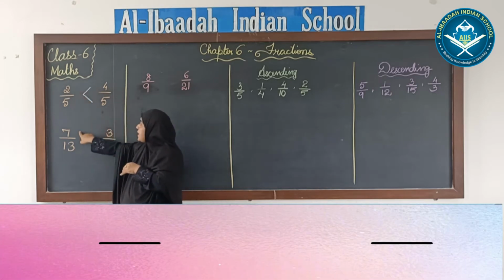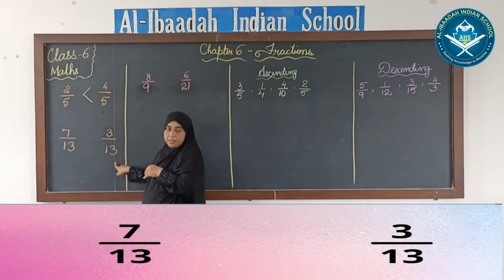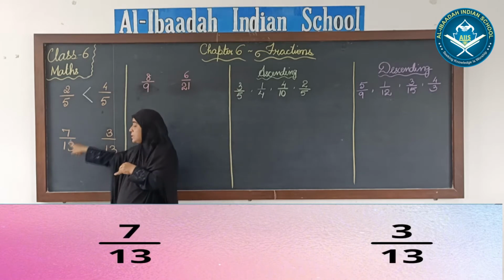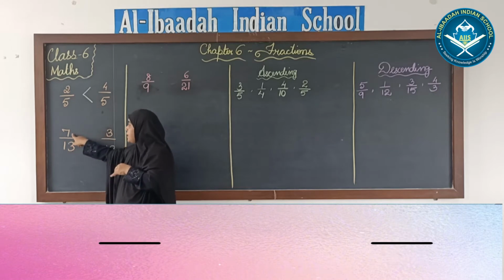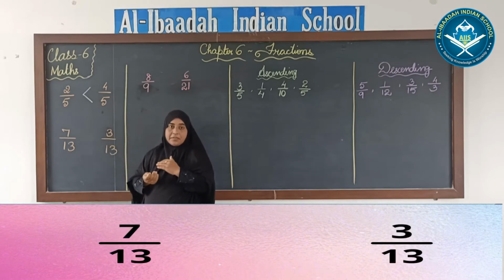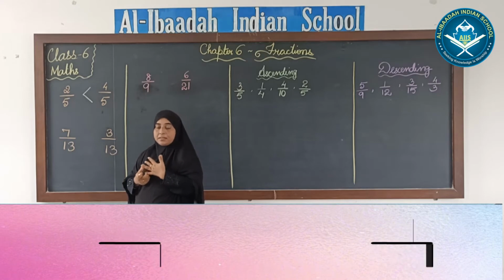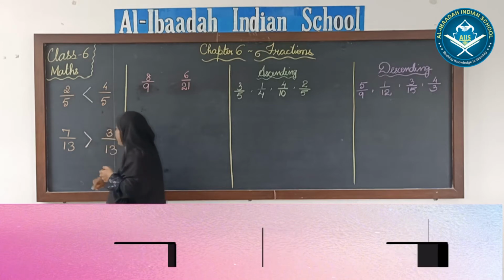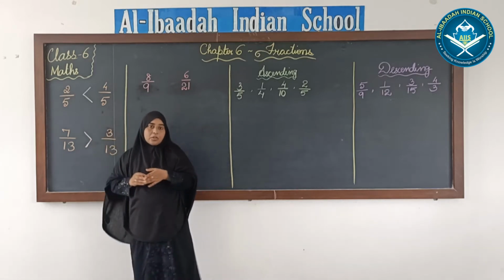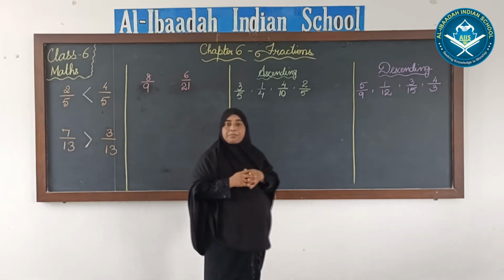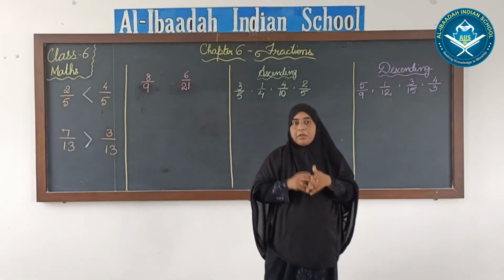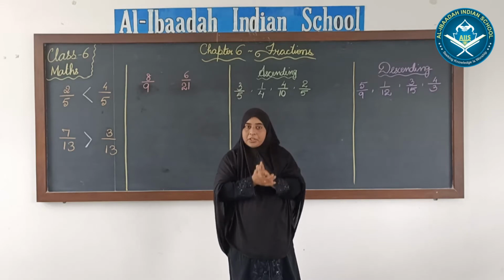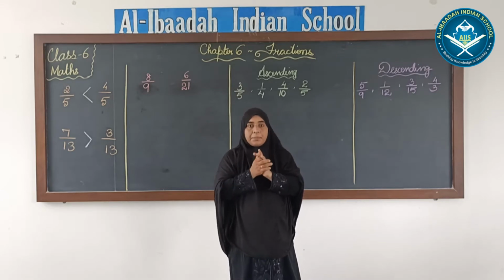Same way 7 by 13 and 3 by 13. Now the denominators are same, 13, because they are like fractions. We have to compare the numerators 7 and 3. Which is greater in value? 7 is greater than 3. So 7 by 13 will be greater than 3 by 13. This is how we compare the like fractions. We only check the numerators. Whichever numerator has greater value, that fraction becomes the greater compared to the others.